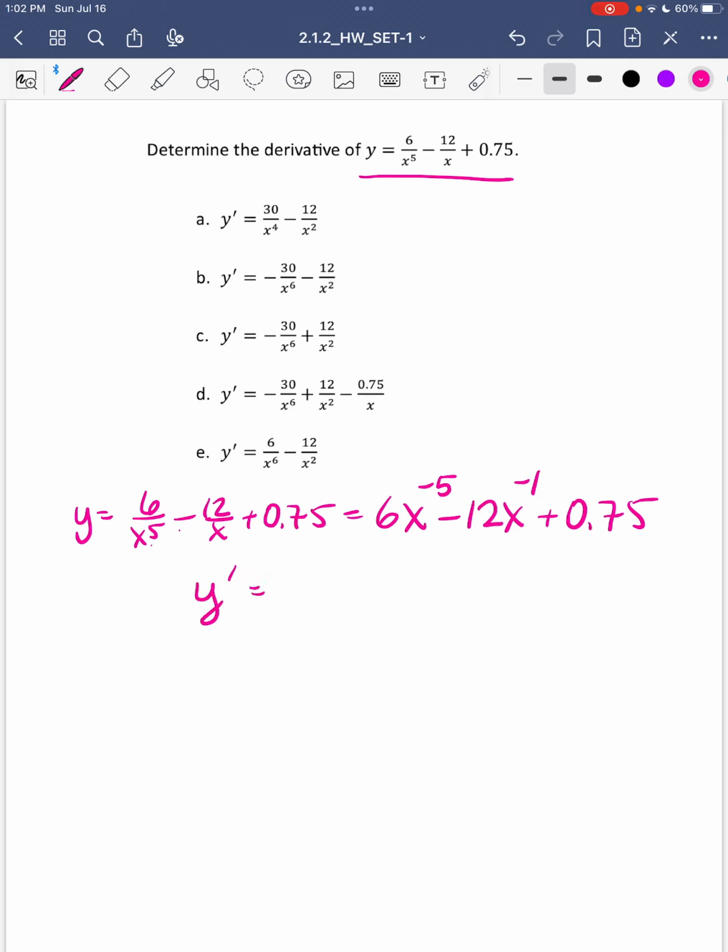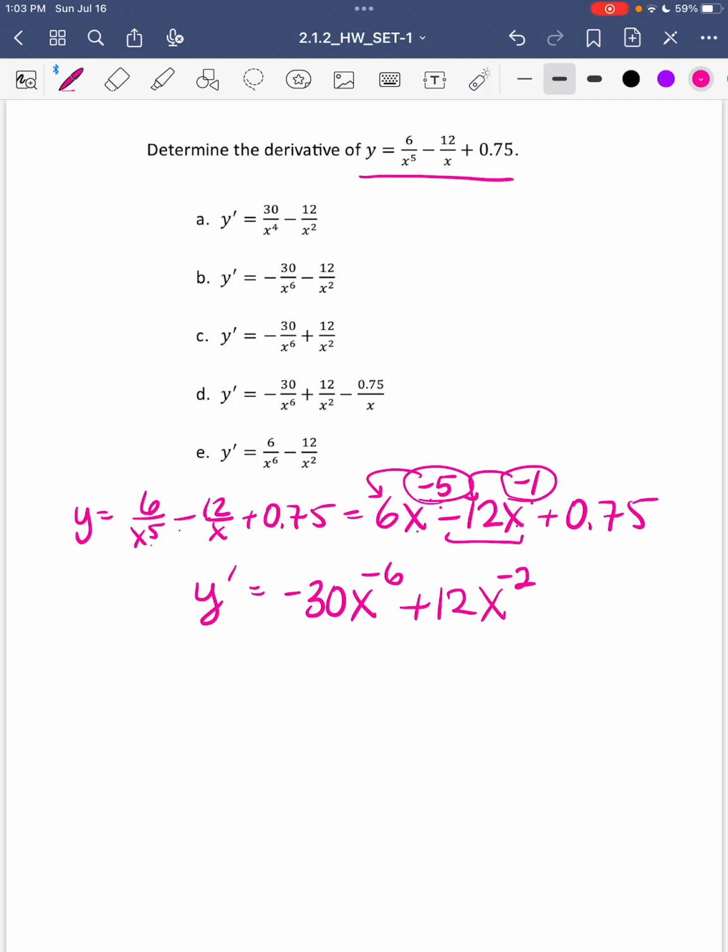So our derivative is going to be, well, we have the derivative of 6 times x to the negative fifth. We multiply that negative 5 times 6, that gives us negative 30. And then we have x to the negative 5 minus 1, which is negative 6 power. Now what about here when we take the derivative of negative 12 times x to the negative 1 power? Well, we multiply the negative 1 times the negative 12, that gives us a positive 12, and then we have x to the minus 1 minus 1, or minus 2 power.